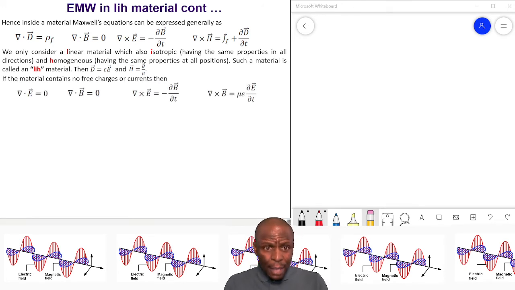Now, if the material contains no free charges or currents, of course, the first Maxwell equation is just going to be zero.